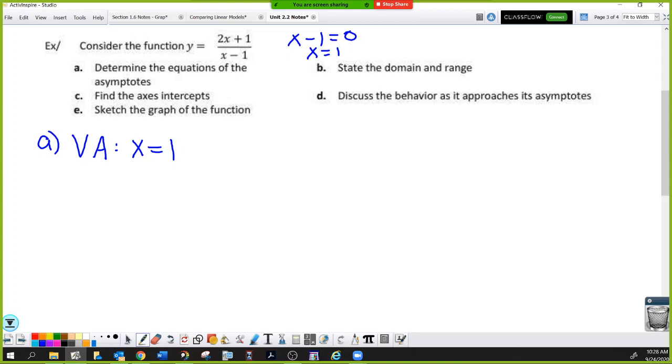The horizontal asymptote, write down the horizontal asymptote. Well, both the top and the bottom are in standard form, meaning the x's came first. And since they are both linear, our constants of +1 and -1 mean basically nothing. That means our horizontal asymptote would be 2/1. Y equals 2.